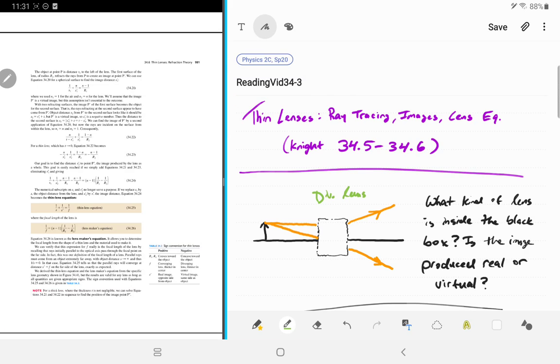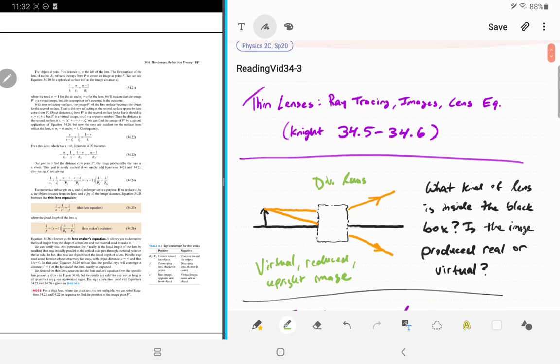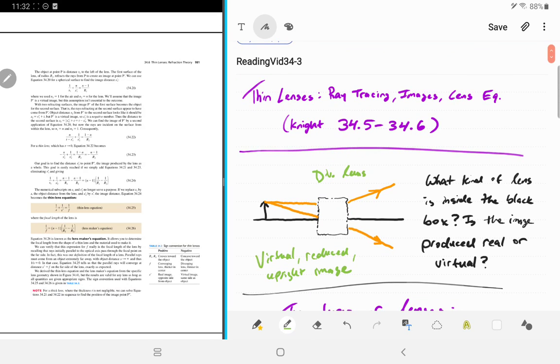Is the image produced real or virtual? Well, it looks like the light rays that pass through the lens, we have to trace them back in order for them to ever cross, in order for them to meet up. So we're going to have a virtual, reduced image. See how if this light ray, the one that was initially parallel, spreads out and we trace it back and see where it intersects with this line, it's going to be a smaller arrow. So it's a virtual, reduced, upright image. All of that, just from those two light rays, we get all of that information.